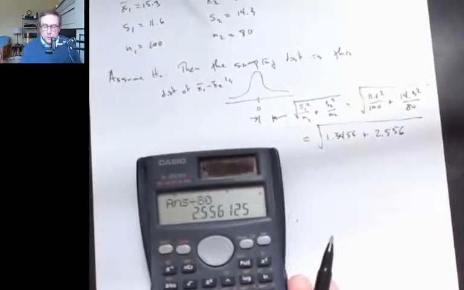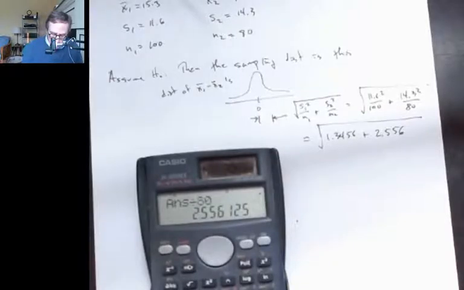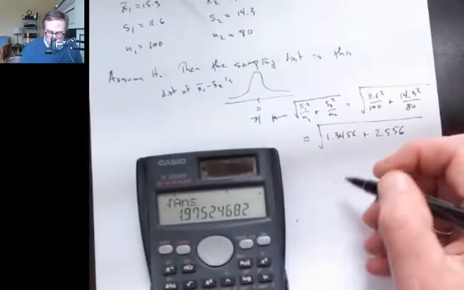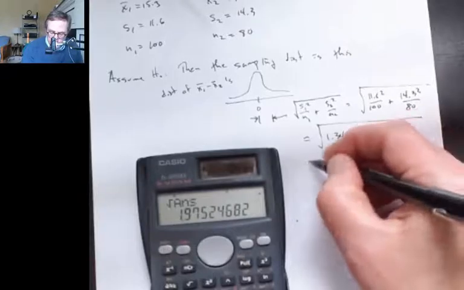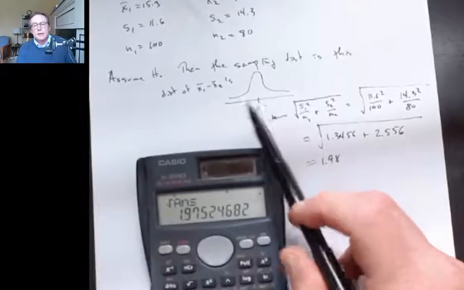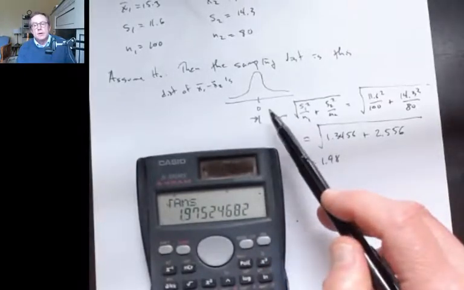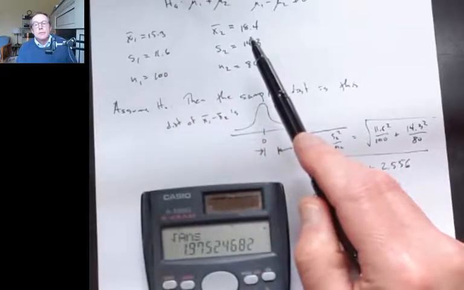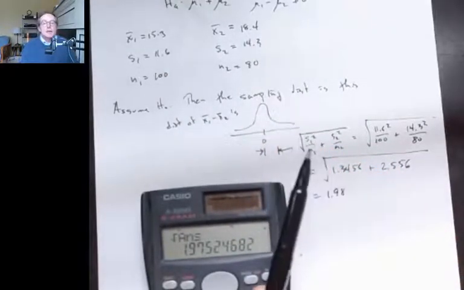Okay, add them and take the square root. 1.3456 plus 2.556 equals, take the square root equals, and I got 1.975, so I'll round that to 1.98. That's the spreadedness of the sampling distribution, and we know the center. All we have to do is take the difference of the two sample means, 15.3 and 18.4, and find where our sample lies. So we have to find the p-value.